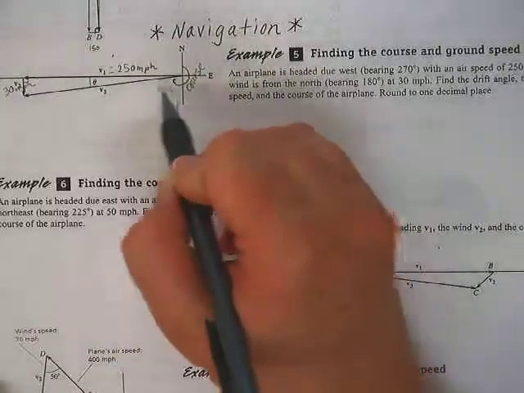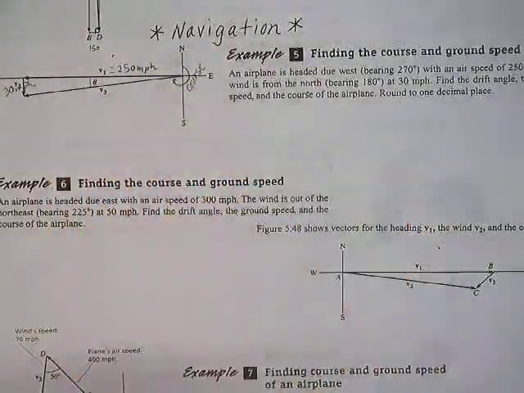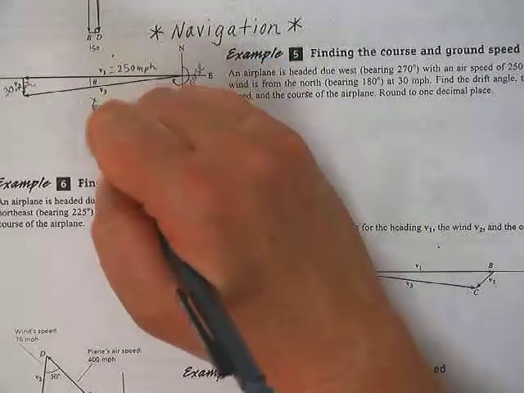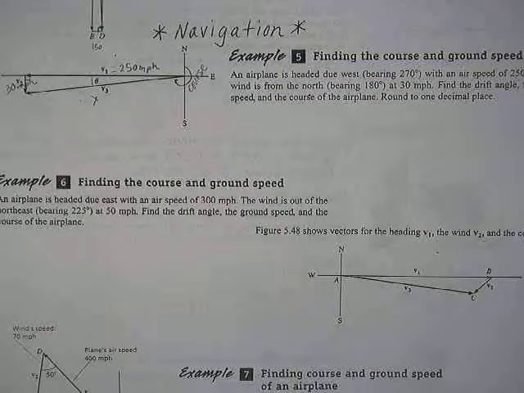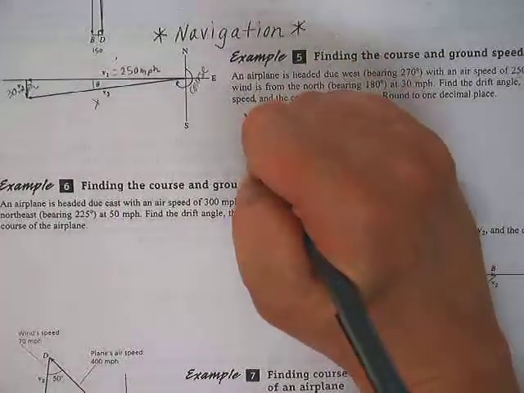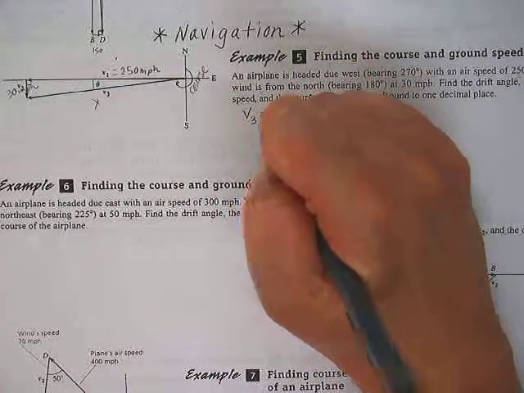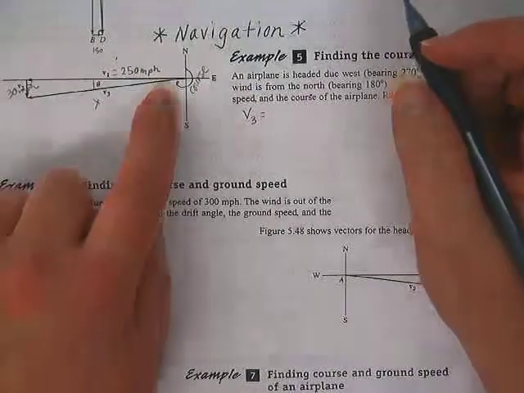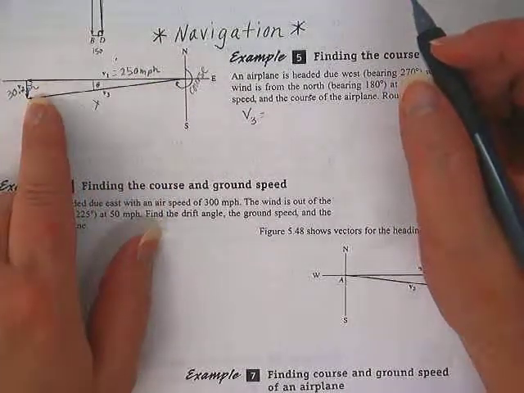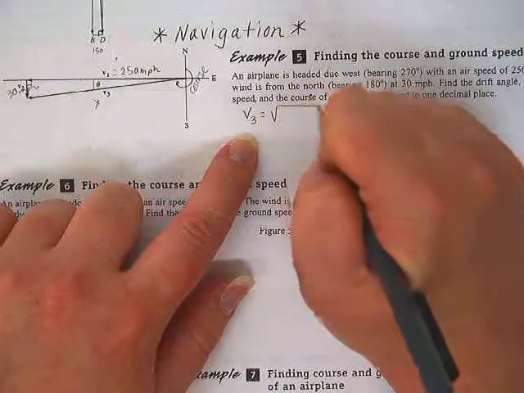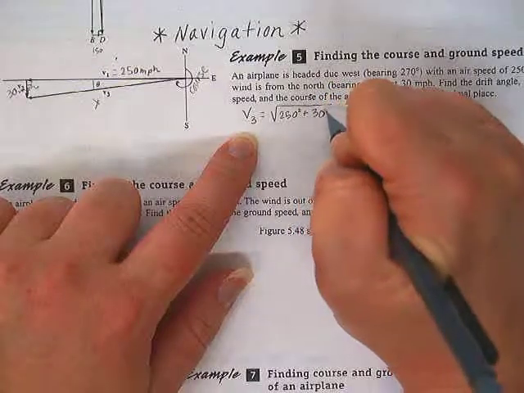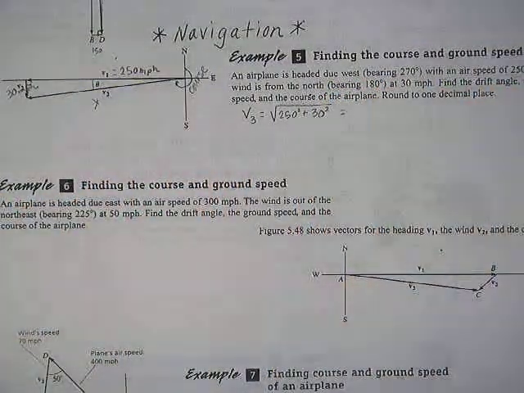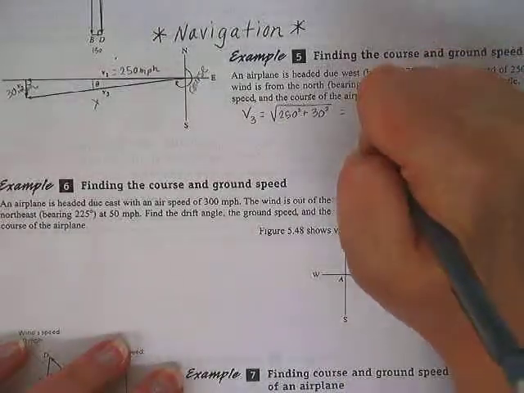Does that make sense? Okay, so we are trying to find this resultant vector, which just happens to be a hypotenuse. So we have the legs. How do we find a hypotenuse when we have legs? Yeah, you could just use Pythagorean theorem, couldn't you? So the V3 speed we're looking for squared would be equal to the airplane speed squared plus the wind speed squared. So that's the square root of 250 squared plus 30 squared. Find that answer for me.